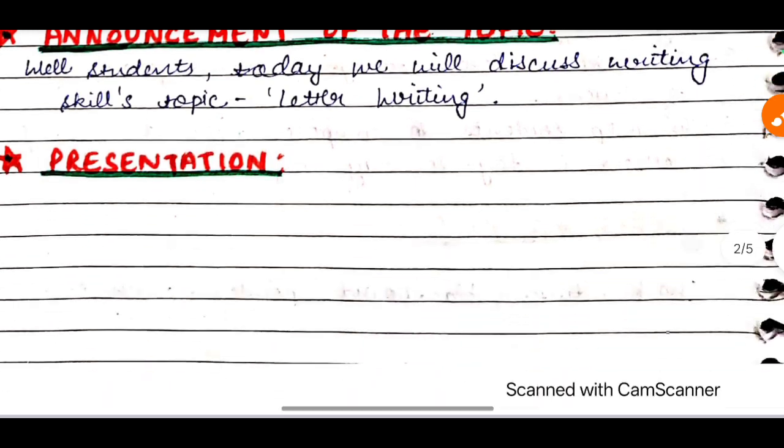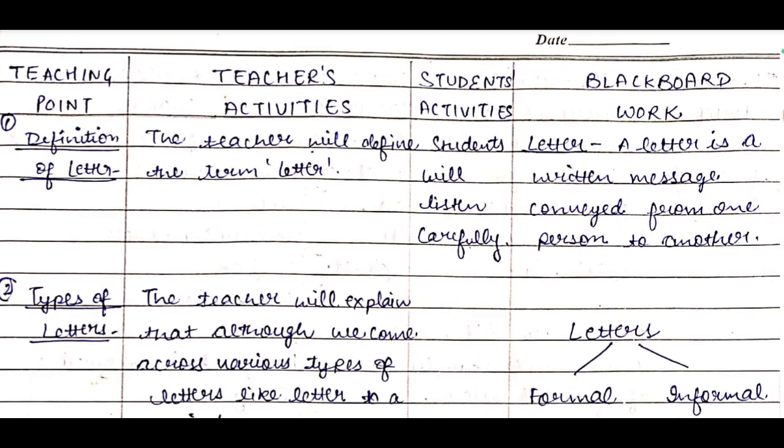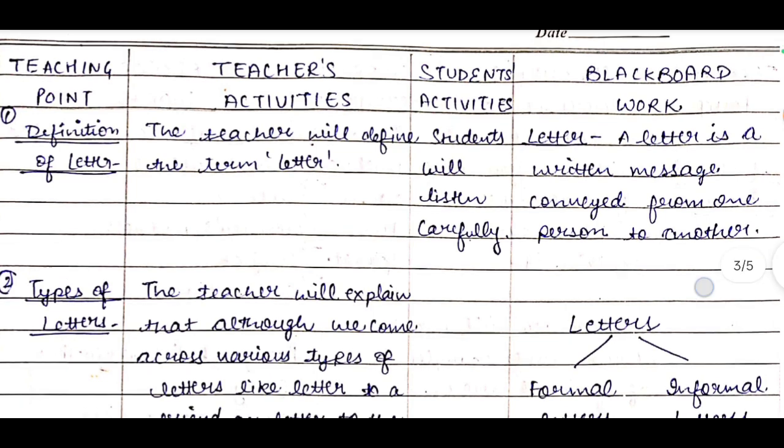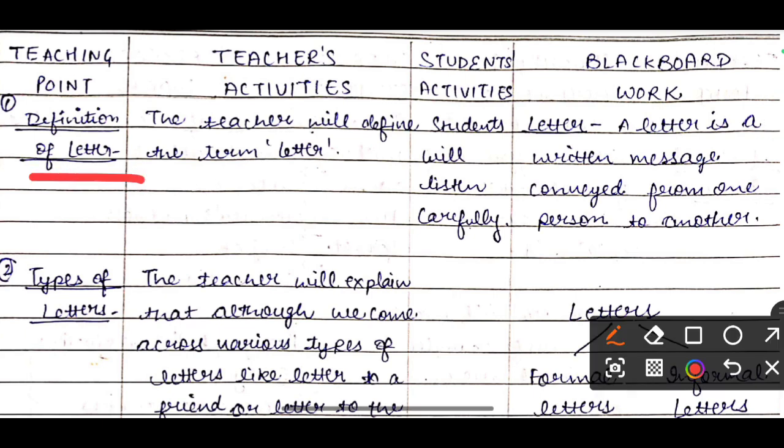In presentation we make four columns, that is teaching point, teacher's activities, students' activities and blackboard work. You can add one more column, which is teaching method, like what teaching method you are using for teaching this particular topic. If you are using different teaching methods for teaching different parts, then you can also mention it here. The first teaching point is definition of letter. The teacher will define the term letter and write the definition on the board.